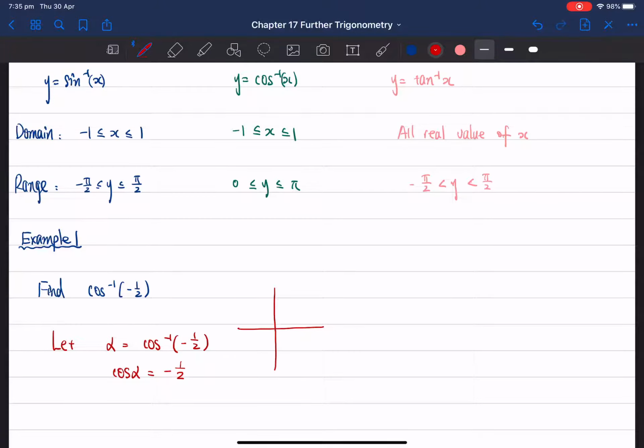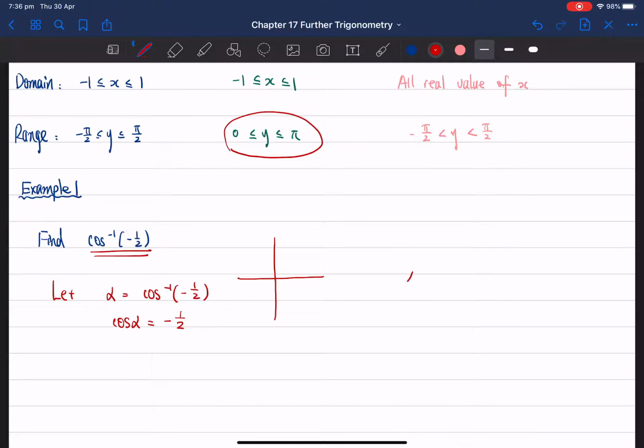All right, so if we look at cos inverse, the range is between 0 and pi. So that tells you that alpha is between 0 and pi. Now, where is 0? 0 is here, that's 0 degrees. Where's pi? 180 is here. So 0 to pi is in the first and second quadrant.